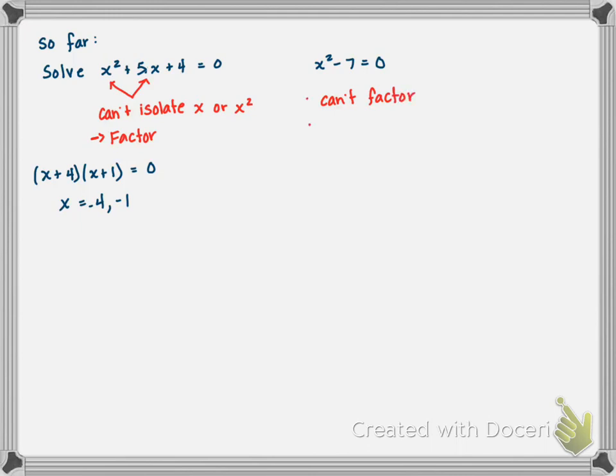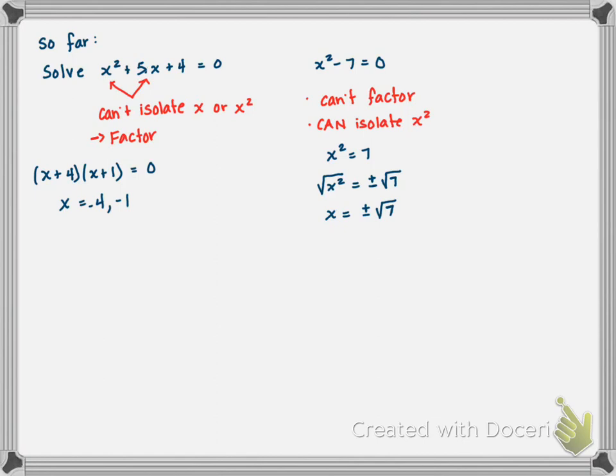But we can isolate x squared, right? We can get x squared alone on one side with a constant on the other side. So we can solve using that square root property that we talked about yesterday. So I can say x squared is equal to 7. So the square root of x squared is equal to both the positive and negative square root of 7. So x equals plus or minus the square root of 7.